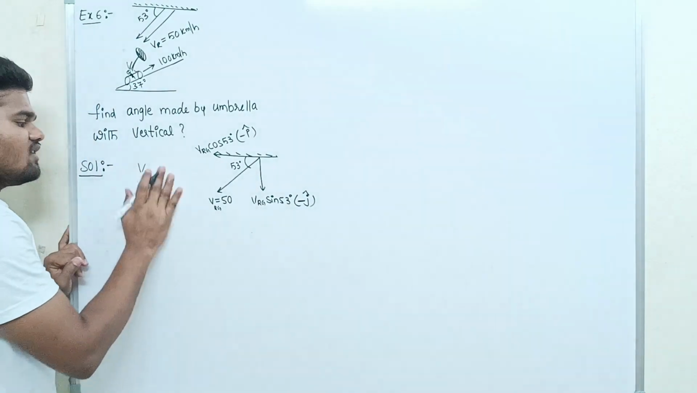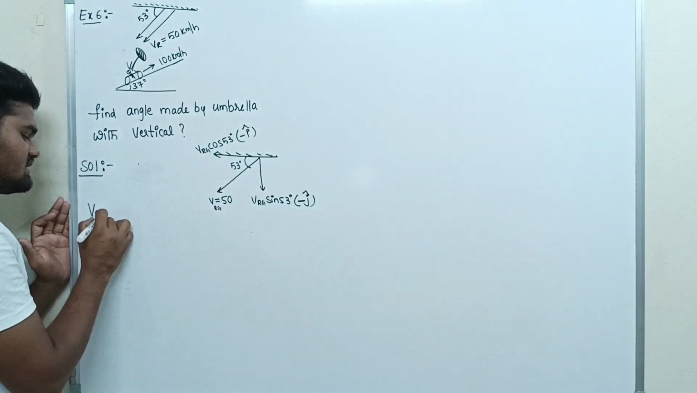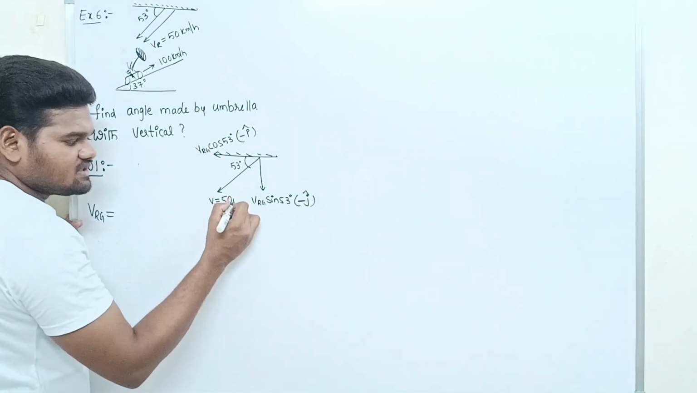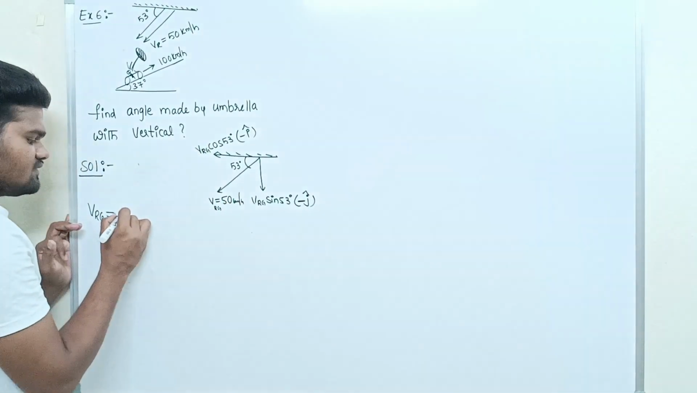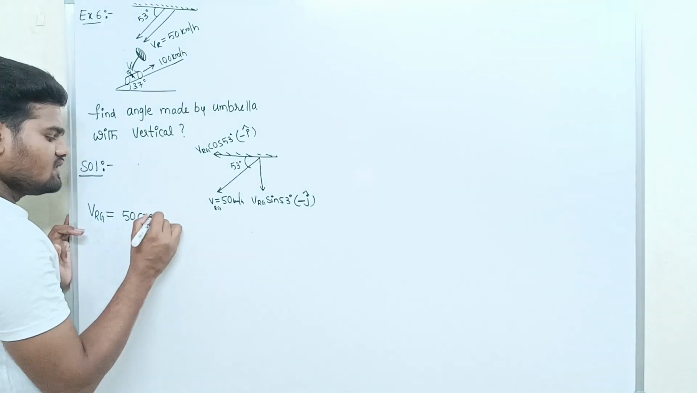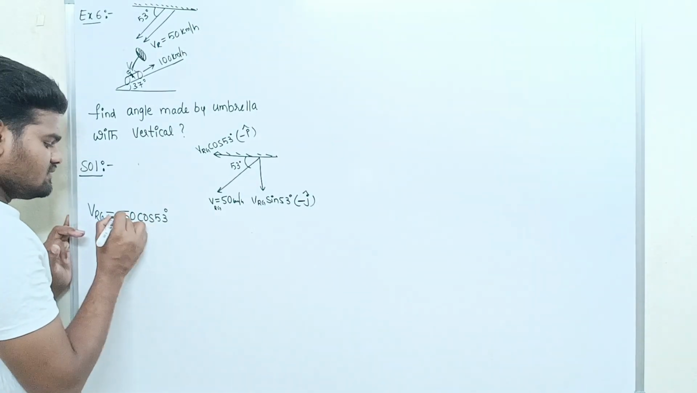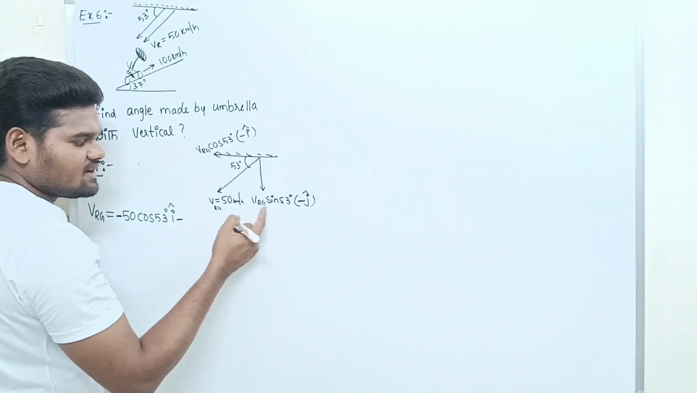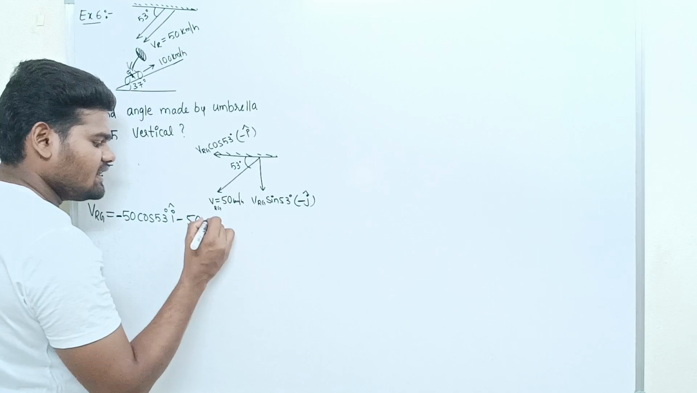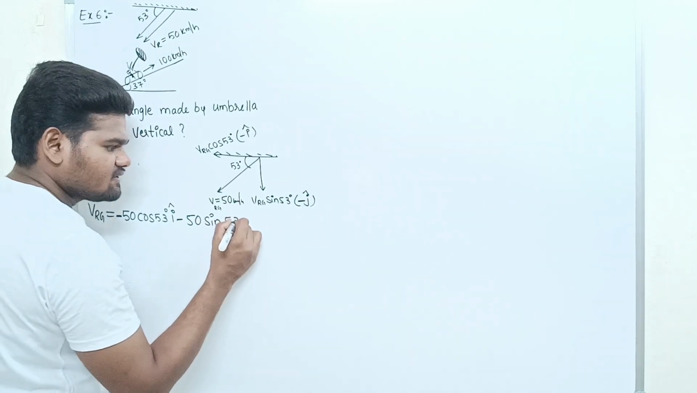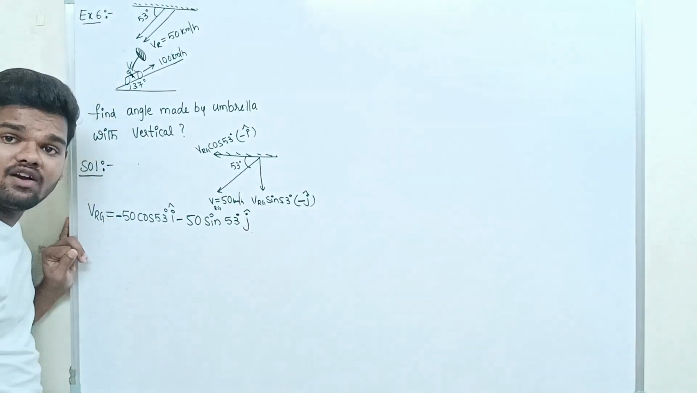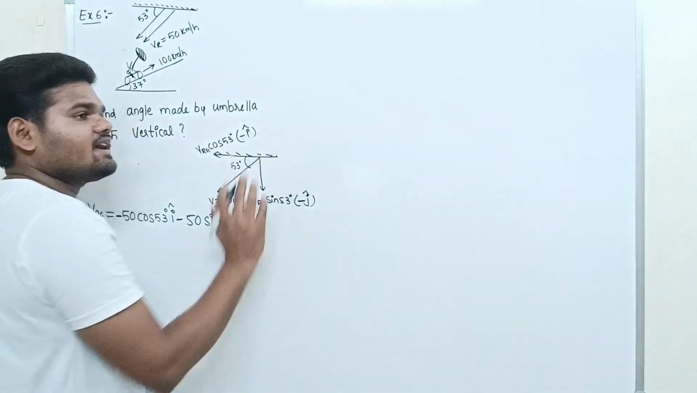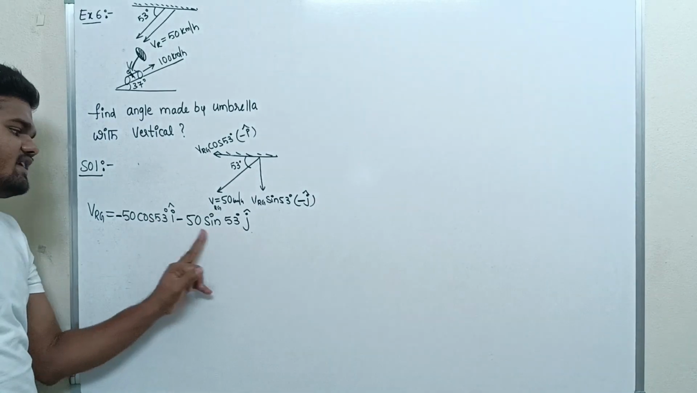Minus j cap. So the velocity of rain with respect to ground is 50 kilometer per hour. So 50 cos 53 degrees in the minus i cap direction, and 50 sin 53 in the minus j cap direction. I have just divided this velocity of rain with respect to ground into rectangular components, so I got this one and this one.